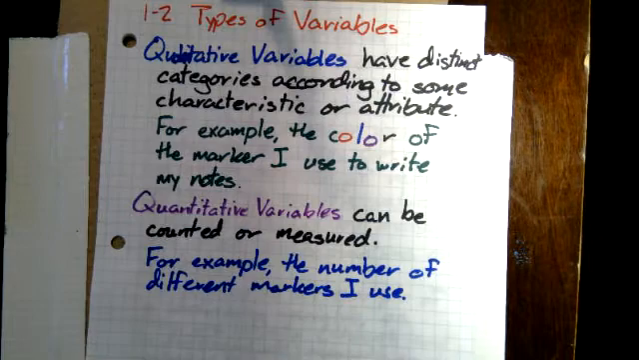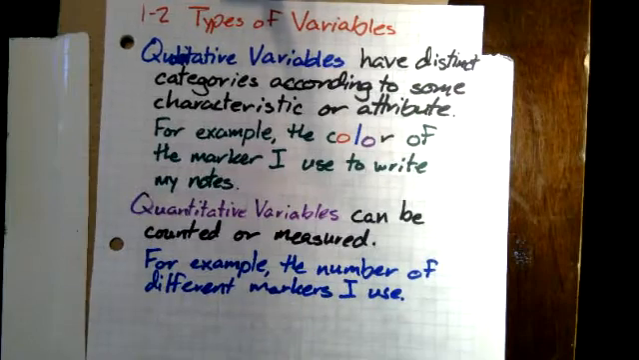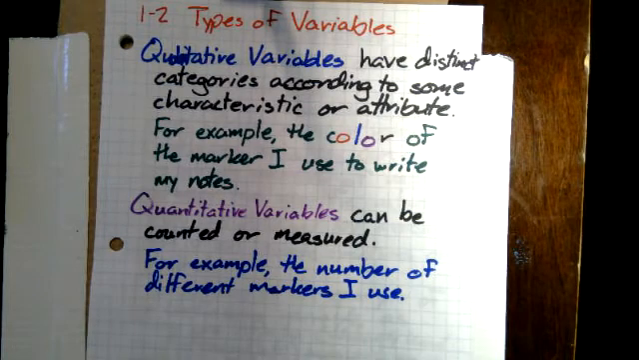That is a qualitative variable because color is something that is determined. It's not a quantitative thing. It is a quality of the item I'm using. Quantitative variables can be counted or measured. For example, the number of different markers I use. In these notes, I'm using 5 different markers.